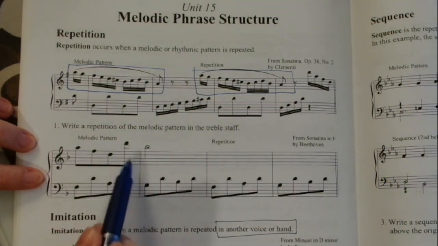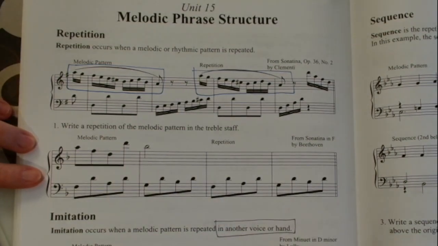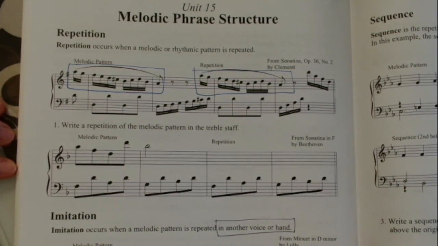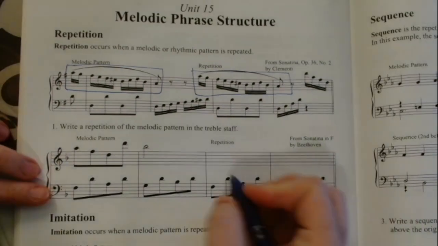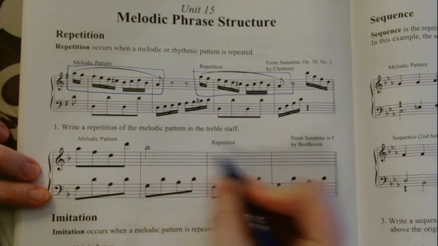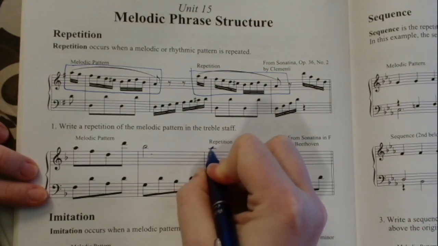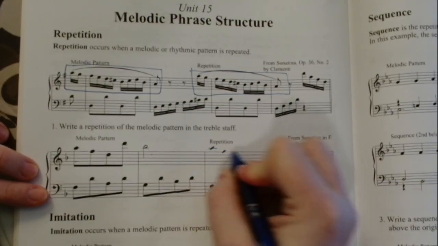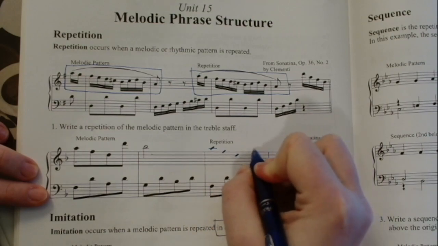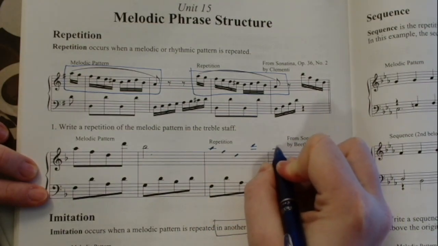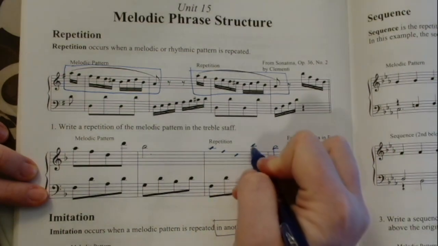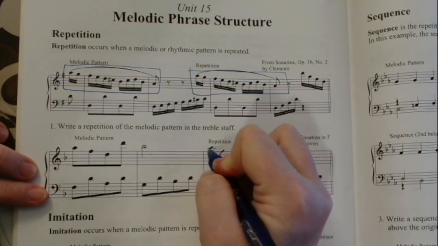We're going to take these two measures and we're going to copy and paste it just like on a computer. Control C, Control V. So I'm going to take these 5 notes and just copy and paste it. So my A, F, D, octave higher D, and then my half note B.